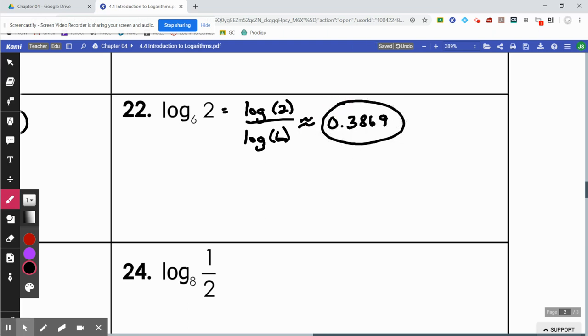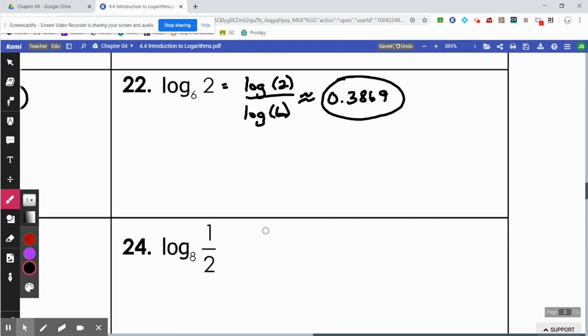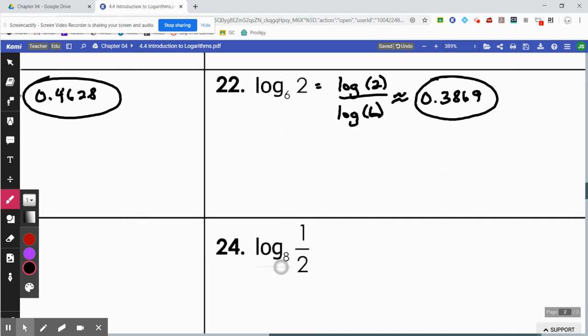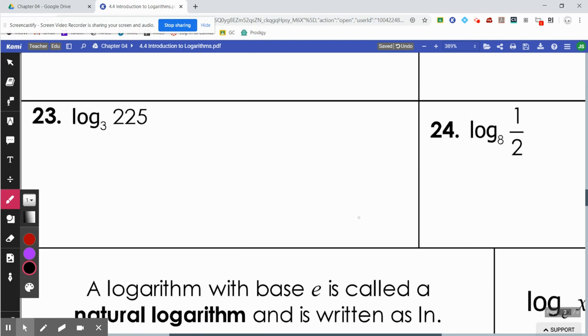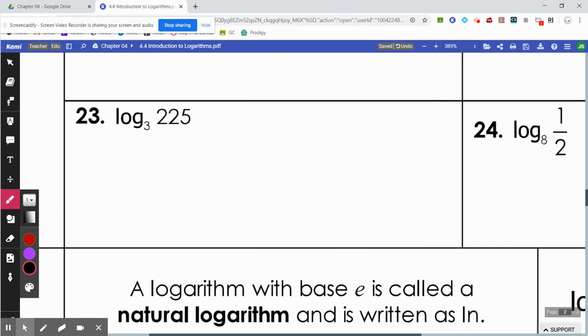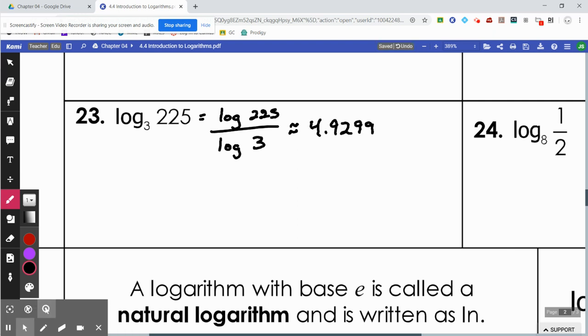0.3869. And again, notice it's less than 1 because 6 to the first is 6. That's too big, so we know it's got to be smaller than 1. And we knew that 6 to the 0 power is 1, so that's going to be too small. 3 to what power is 225? We're going to do the log of 225 divided by the log of 3, and you get about 4.9299.